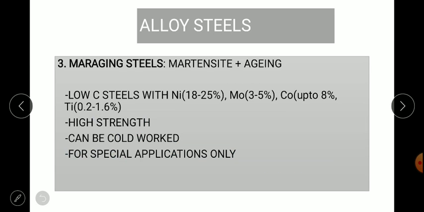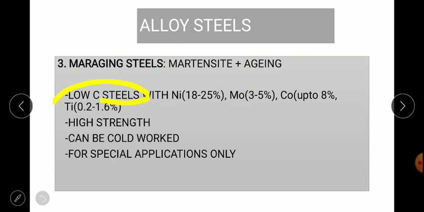Next one is maraging steel. Maraging steel is another type of alloy steel. How is this name created? This steel contains the martensite phase, in addition to an age hardening process. So the steels which are manufactured by the age hardening process, we call them maraging steels.